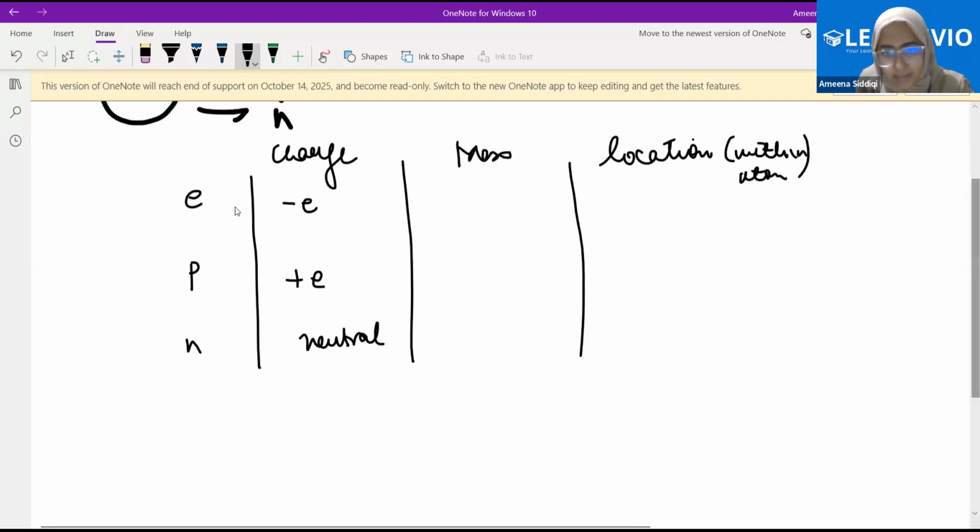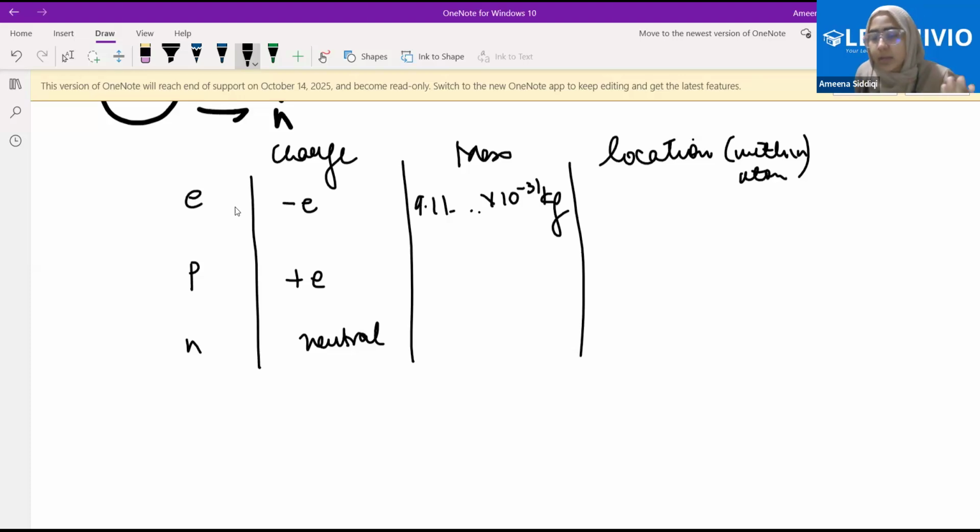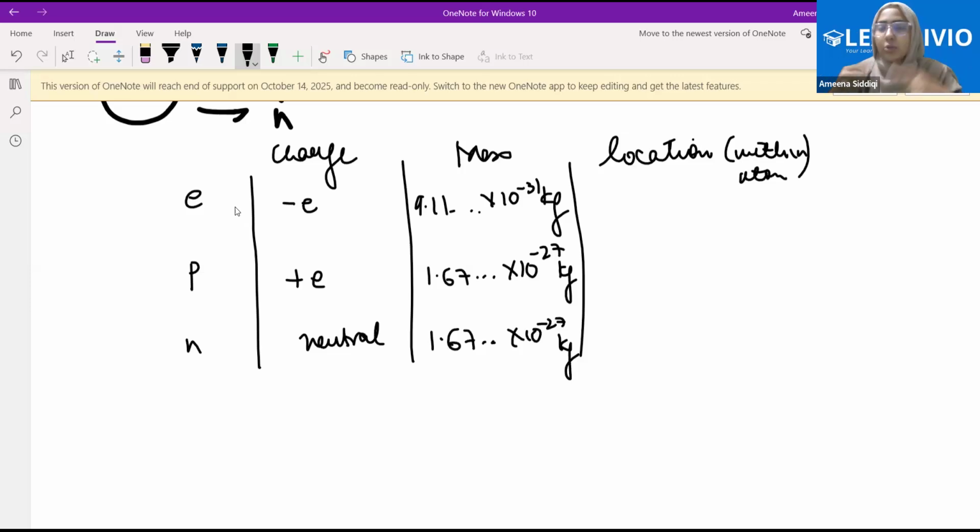The electron has a mass of 9.11 something into 10 raised to the minus 31 kg. Whereas for the proton, we have 1.67 something into 10 raised to the minus 27 kg. And the neutron has almost the very same mass, 1.67 something into 10 raised to the minus 27 kg. You can notice that the mass of the electron is very small in comparison to the mass of the proton and the neutron. Do all of you agree with this?